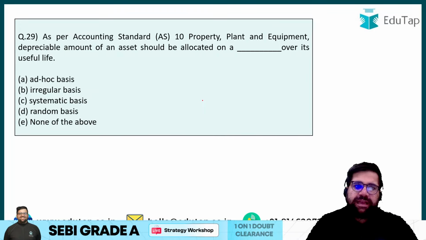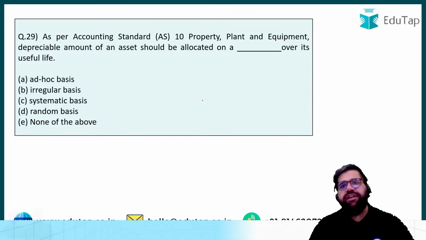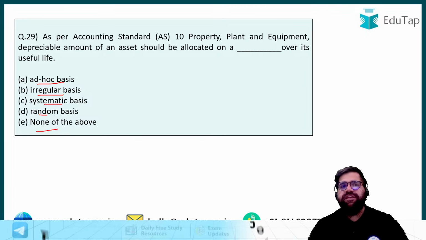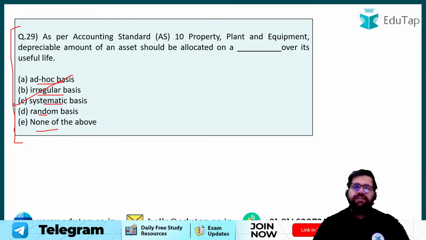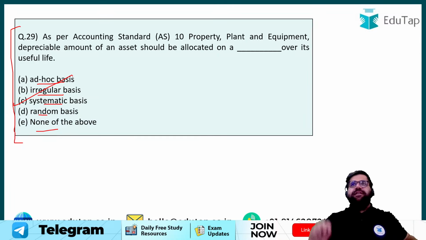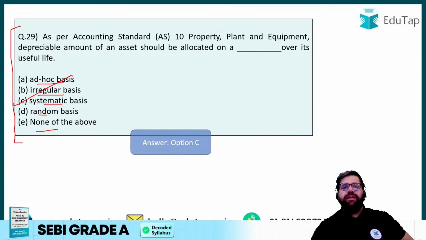Question number 29. As per Accounting Standard 10, property, plant and equipment, depreciable amount of an asset should be allocated dash over its useful life. Ad hoc, irregular, systematic, random, or none of the above. Now see, this is again a previous year question if I'm not wrong. The correct answer will be option number C, which is systematic over the useful life. Systematic means that you are charging depreciation every year, not randomly, right?